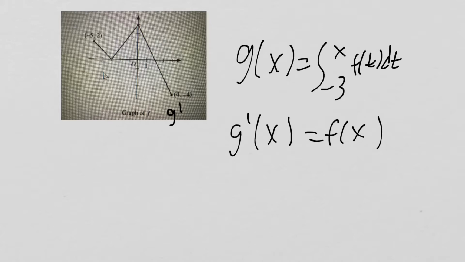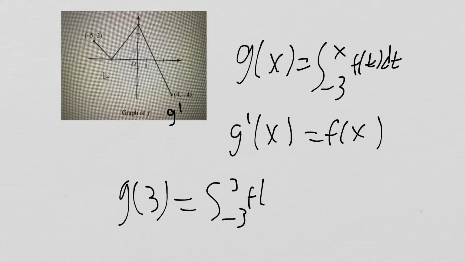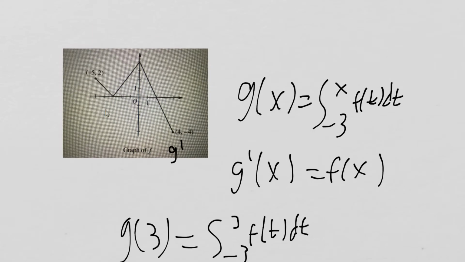So first it asks us to find g of 3, so we're going to do g of 3 equals the integral from -3 to 3 of f of t dt. So we go to our graph of f, and what we are looking for is the area under the curve from right here at -3 all the way to here, which is +3. So we can highlight the area we're looking for. We're looking for this triangle area, and then we also need to subtract this area right here from that triangle. It's under the curve, or below the x-axis.